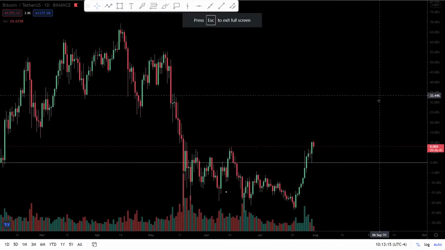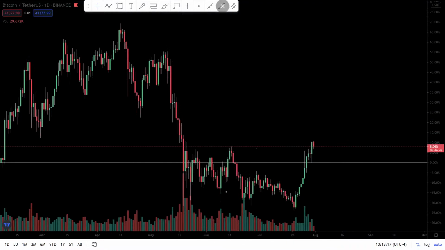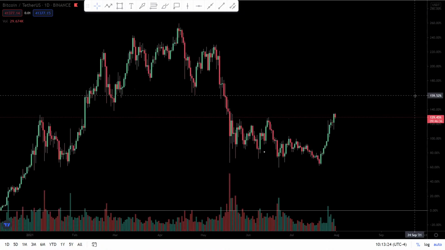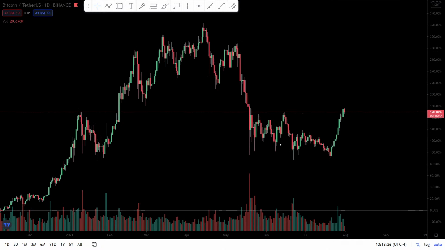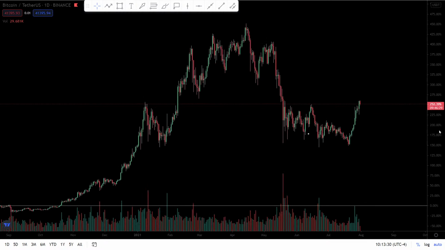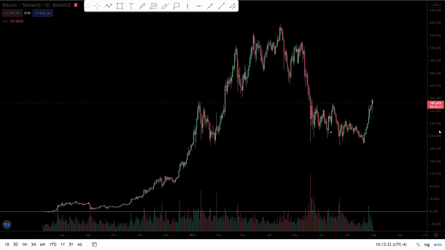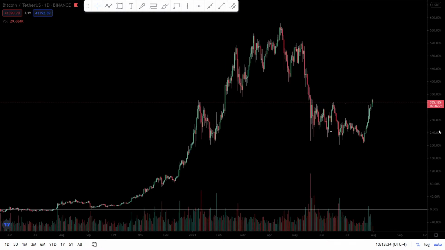Okay, so I've taken my Fibonacci drawings off, and this is Bitcoin and Tether. It's a daily chart. And so what I'm going to do is draw my Fibonacci levels. To draw your Fibonacci levels, you're looking for your swing low and your swing high. You're drawing your levels between a swing low and swing high. I can literally draw a Fibonacci from this level to this level, but that's not too useful.